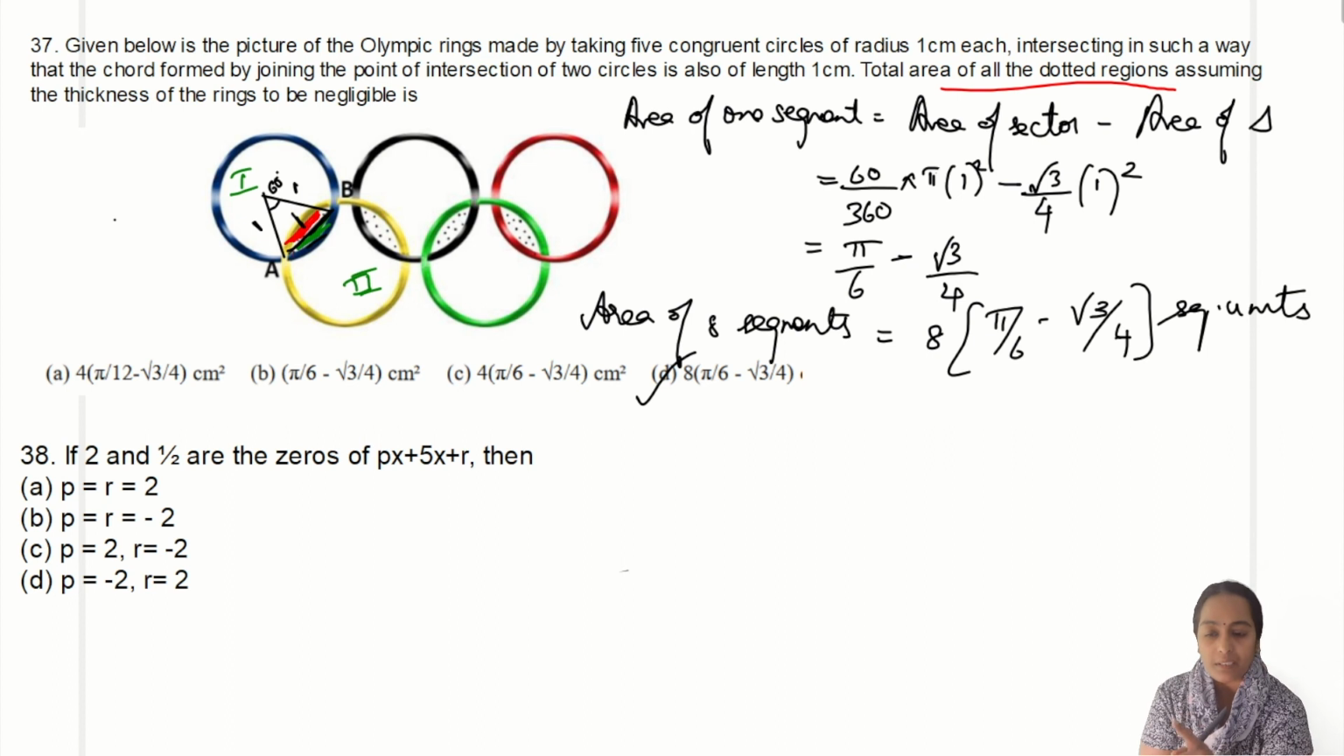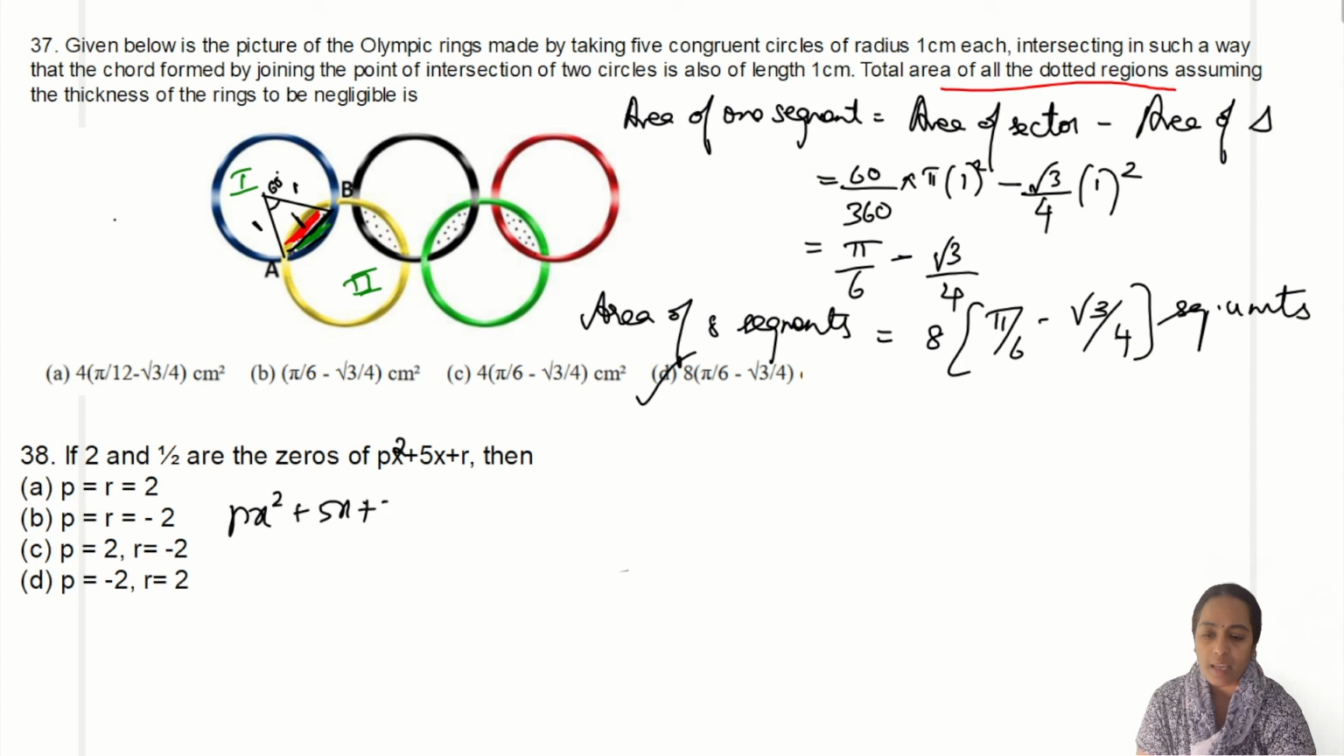So question number 38. If 2 and half are the zeros of the polynomial px square plus 5x plus r, then there are conditions: p is equal to r, or equal to 2. Which is true is asked in the question. 2 and half are the zeros of the polynomial. It's a quadratic polynomial, px square plus 5x plus r. So 2 and half are the zeros of the quadratic polynomial px square plus 5x plus r.